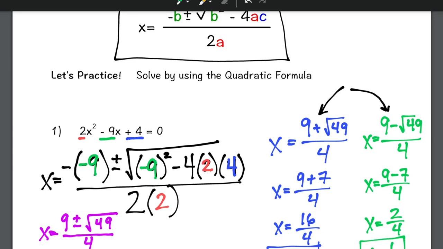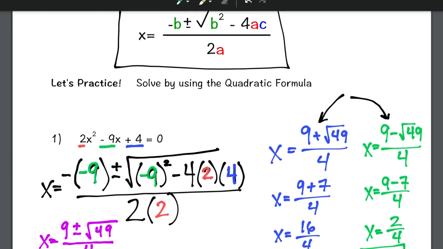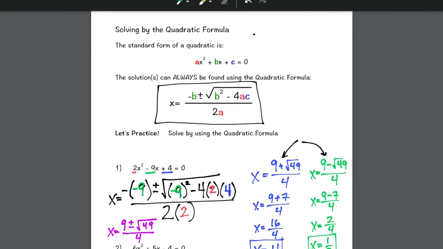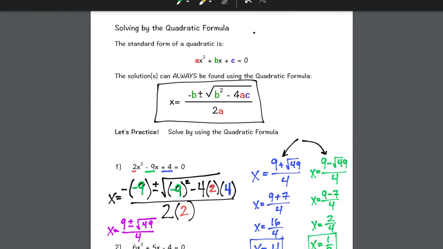All right, so now we've got two solutions for x, and this can always be used for any quadratic equation we put in front of you. As long as it's in standard form, the quadratic formula, no matter what our three A, B, and C's are, will always work for you. So now you've got the foundation on how to use a quadratic formula.